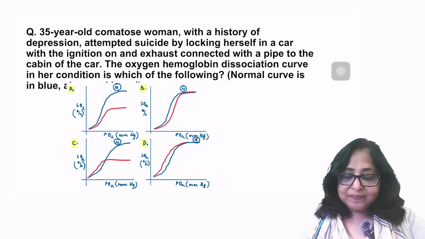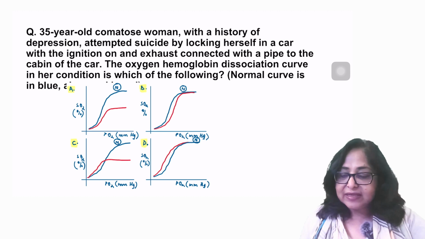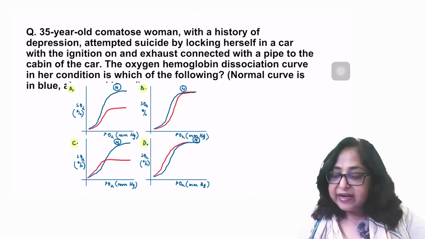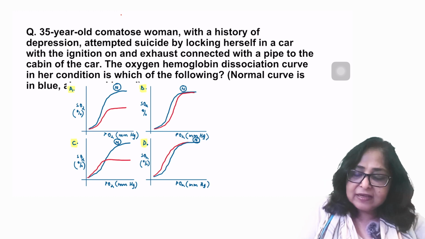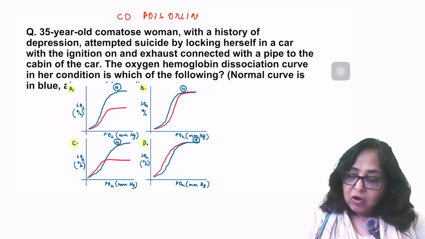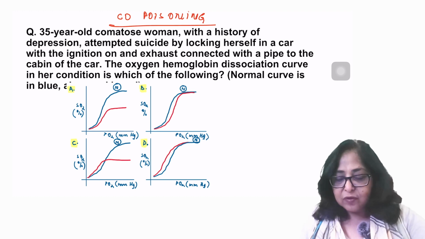Let's look at this question. A 35-year-old comatose woman with a history of depression attempted suicide by locking herself in a car with the ignition on and exhaust connected with a pipe to the cabin of the car. This is a typical case of carbon monoxide poisoning. The oxygen hemoglobin dissociation curve in her condition is which of the following?